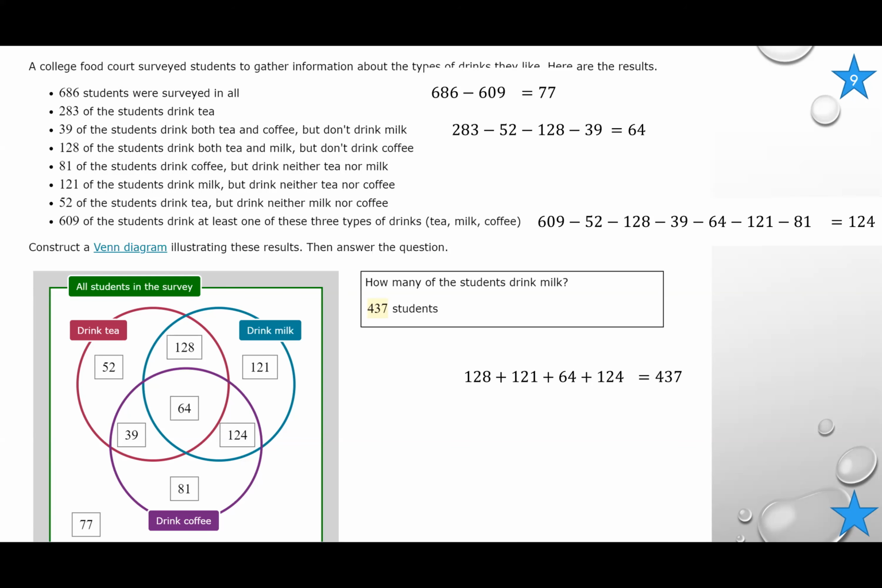Is it a little bit better or worse? Better. Hopefully better.